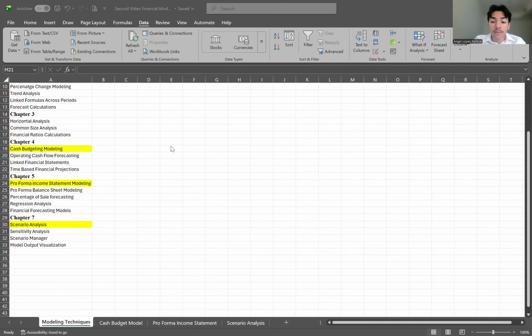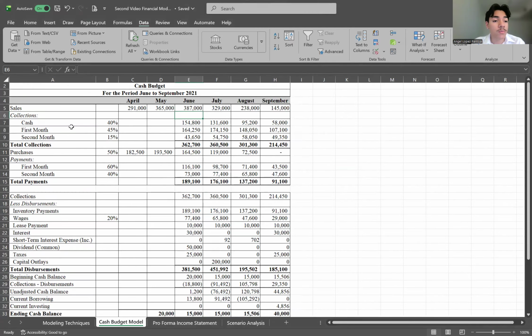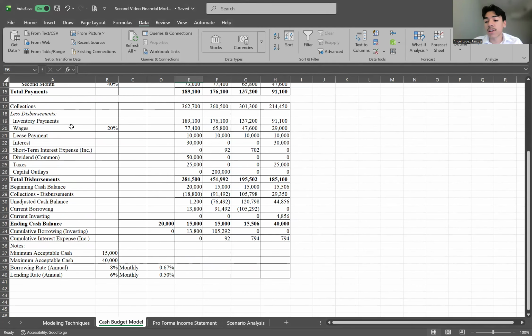So just starting off, I wanted to start with the cash budget model and go over it a little bit. So here is the whole formula and sheet as it is. We obviously see everything's already set up. This is just taken from the exhibit from the homework that I did.